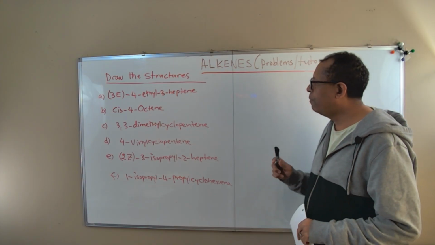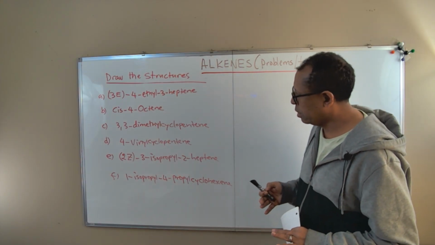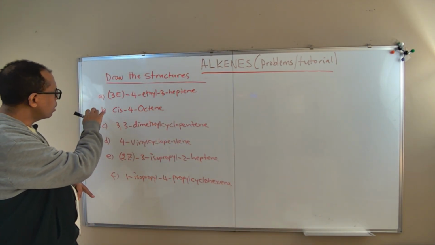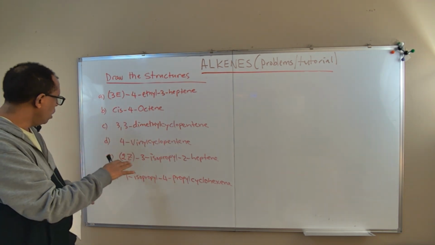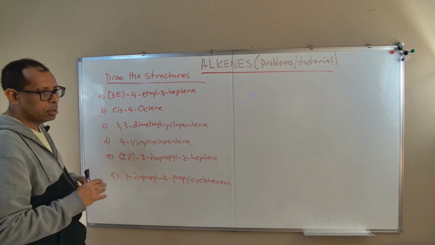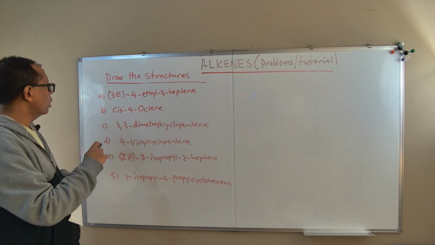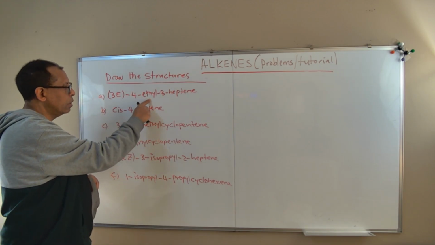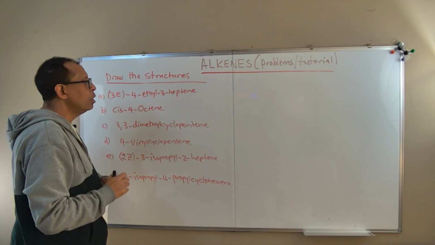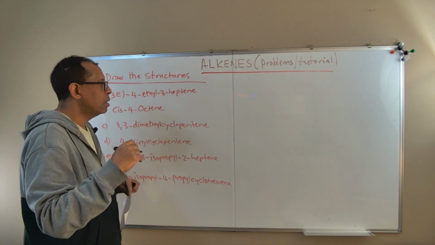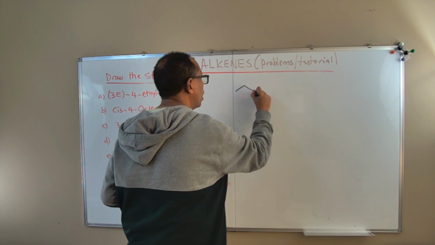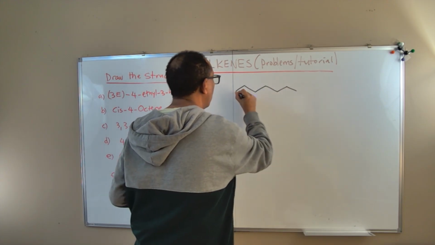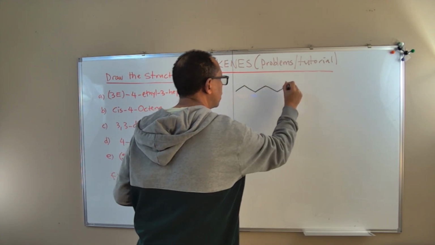Okay, our next question is to draw structures for the names that are shown here. So I have compounds that are given their IUPAC names, from A to F, and our task is to draw the corresponding structure. So the first one says 3E, 4-ethyl, 3-heptene. So it's a heptene compound, which is a 7 carbon chain. 1, 2, 3, 4, 5, 6, 7.